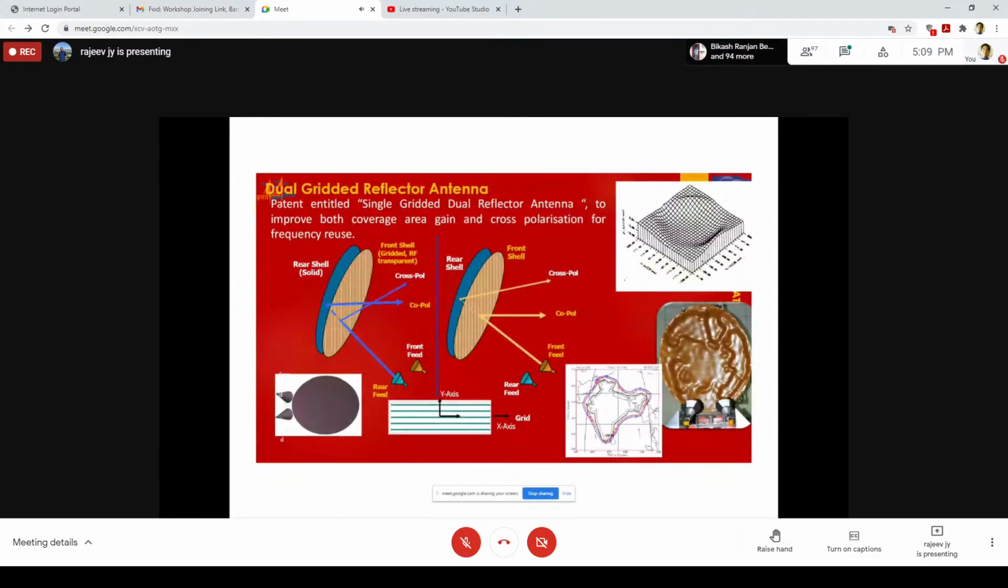Similarly, the dual graded reflector antennas. Now you see the shaping. Here the parabola normally has a very parabolic shape, which is well known. But here you see the reflector is shaped in such a way that we are able to control the radiation pattern as per my requirement.